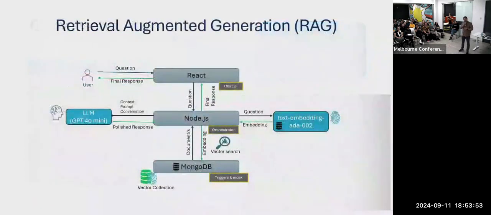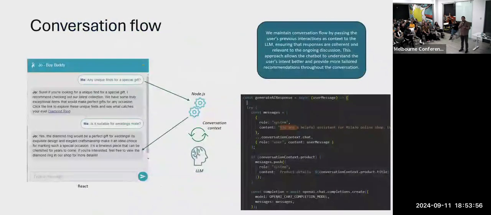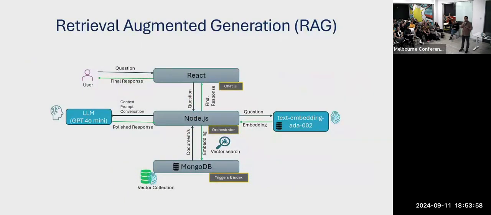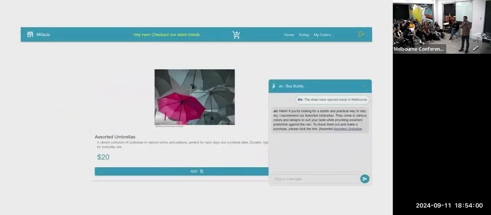Yeah, I think the time is up, and that's all. Maybe I'll just go to the last slide. So when we ask a question like, skies have opened up today in Melbourne, it will suggest assorted umbrellas by the power of RAG.